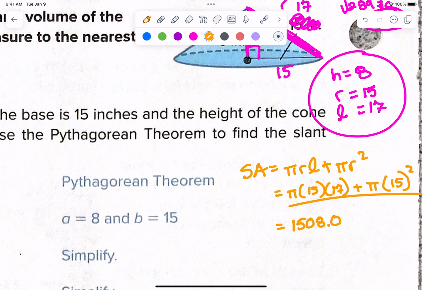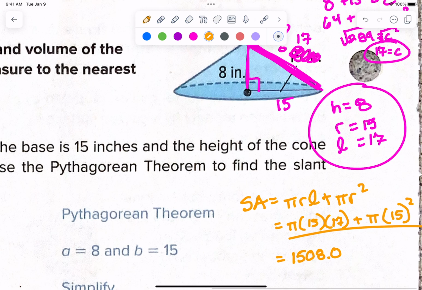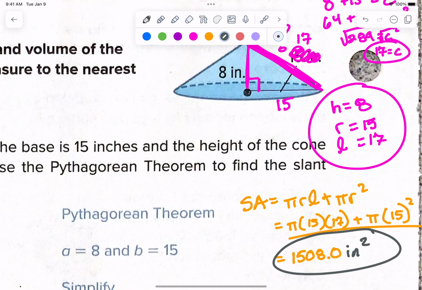Now, units. Some of you guys are still plugging in, that's fine. Inches. Inches what? We're doing surface area, which is still area, so it's still squared. Surface area is squared. Got it? 1508.0 inches squared. Okay? It was like 0.796 or something, but it rounds up. All right, there was surface area. Got it?